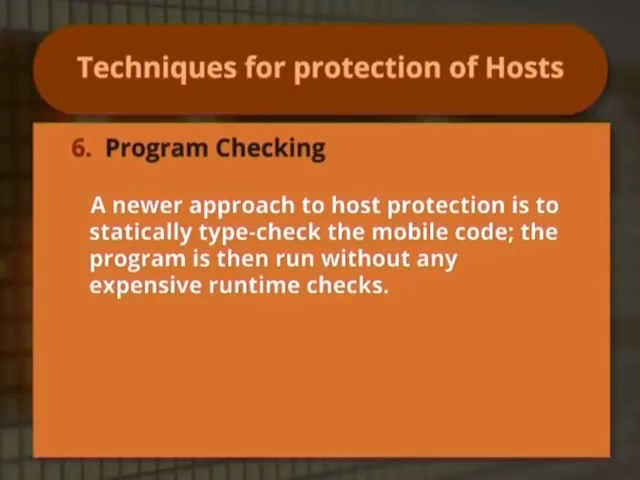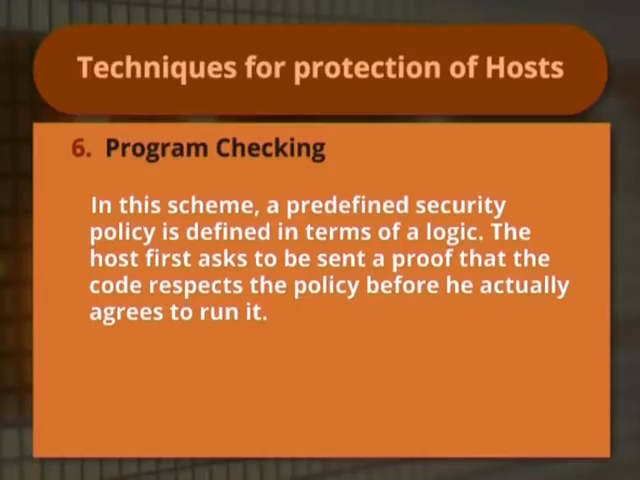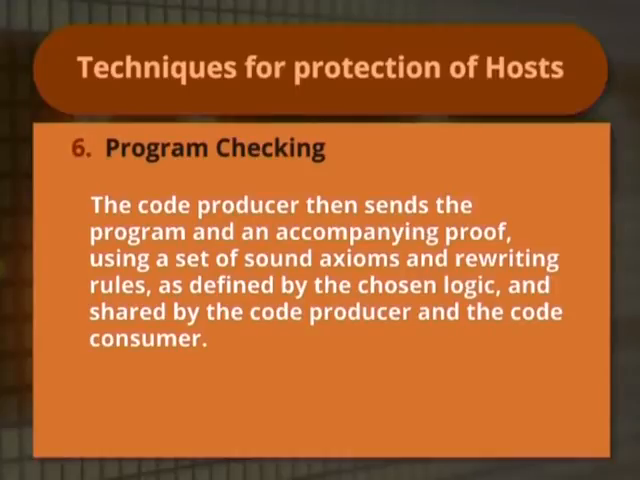A newer approach to host protection is to statically type check the mobile code. The program is then run without any expensive runtime checks. This approach is, for instance, taken in the proof carrying code scheme and even to some extent in Java's virtual machine for safety checks. The proof carrying code scheme, or PCC, is a good instance of the static program checking model. In this scheme, a predefined security policy is defined in terms of a logic. The host first asks to be sent a proof that the code respects the policy before it actually agrees to run it. The code producer then sends the program and an accompanying proof using a set of sound axioms and rewriting rules as defined by the chosen logic and shared by the code producer and the code consumer.